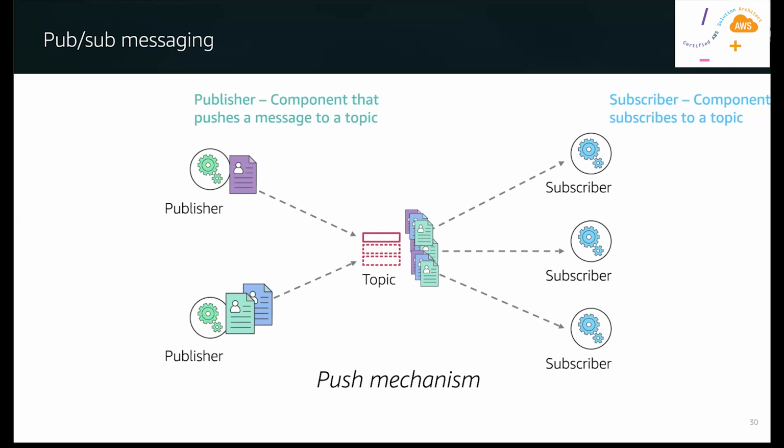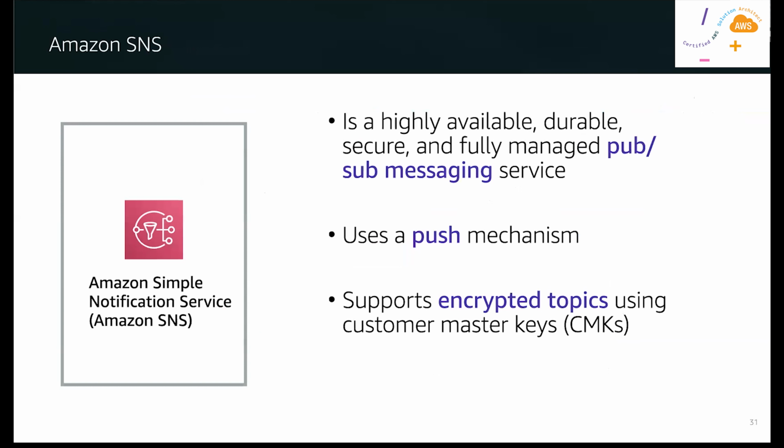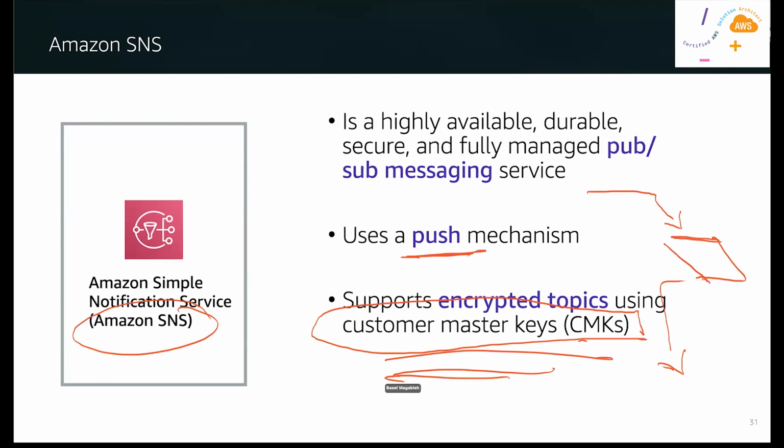And I will tell you now the difference between SNS and SQS in more detail. So Amazon SNS is a highly available, scalable, secure, and fully managed publisher-subscriber service. You can use a push mechanism. Now remember, guys, here in SNS, we do have a push mechanism. So the publisher pushes the message and the subscriber will get the message. He will be notified. It supports encrypted topics using a customer master key as well, and this is an exam question.